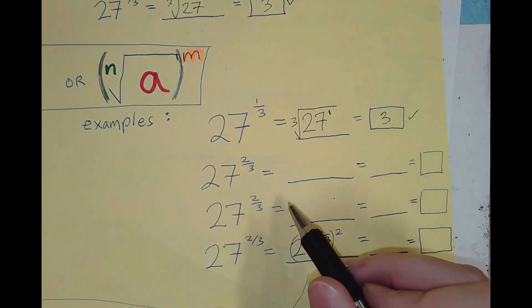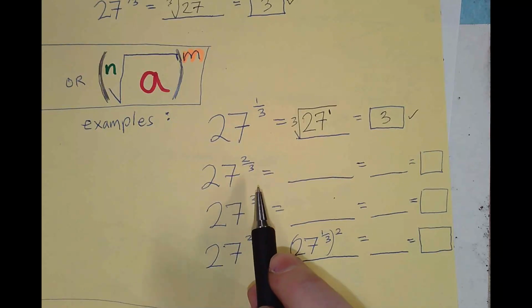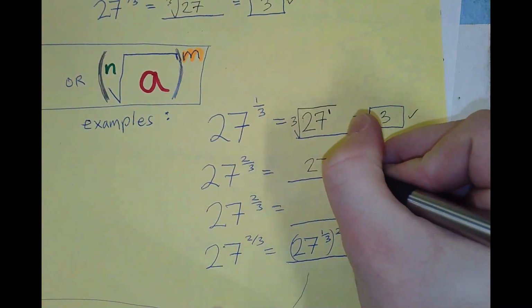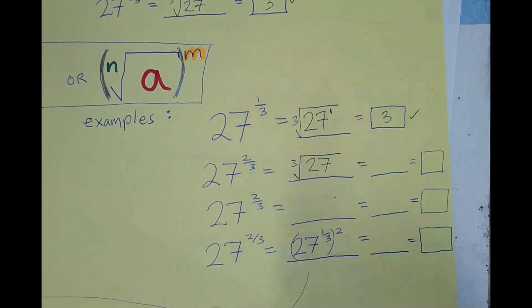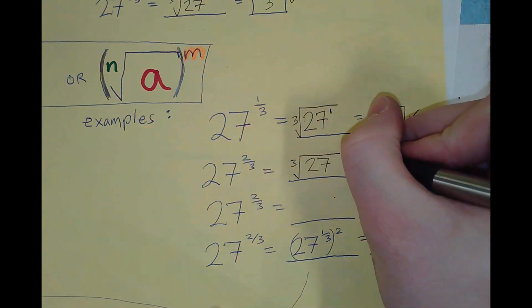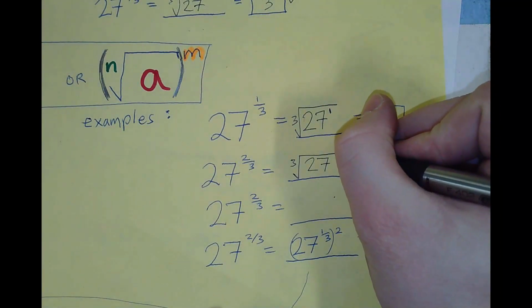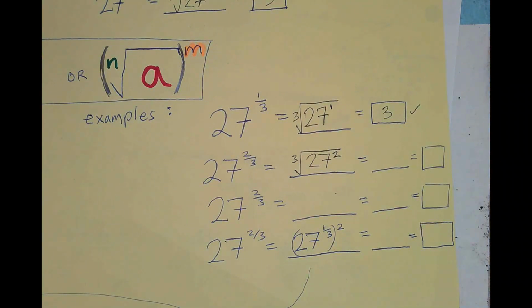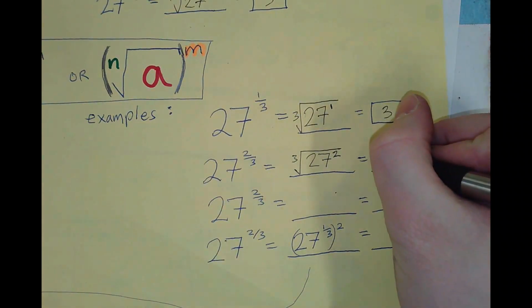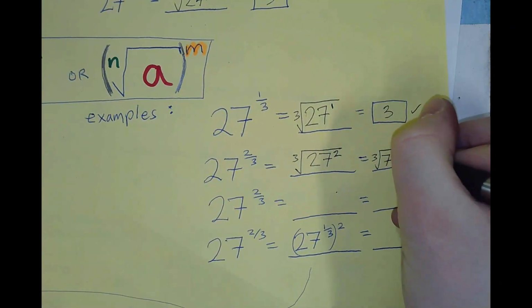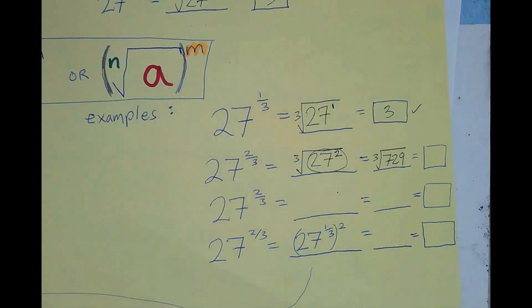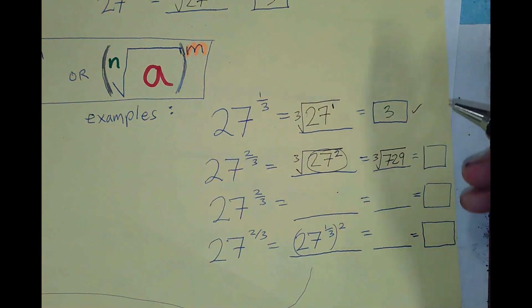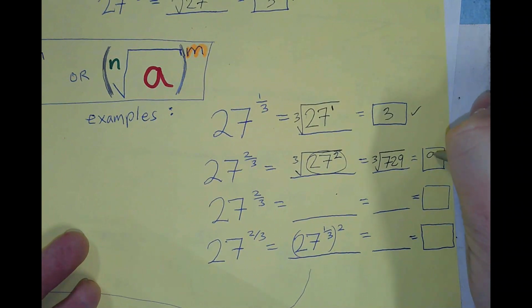Now, a little bit more complicated is if you have 27 to the 2/3 power. So here's one way to do it. You write the 3 in the same place. You write the 2 on the inside here. Now, let's see what 27 squared is. 27 squared, the answer is 729. We get the cube root of 729. That's if we want to do 27 squared first. What's the cube root of 729? That would be 9.